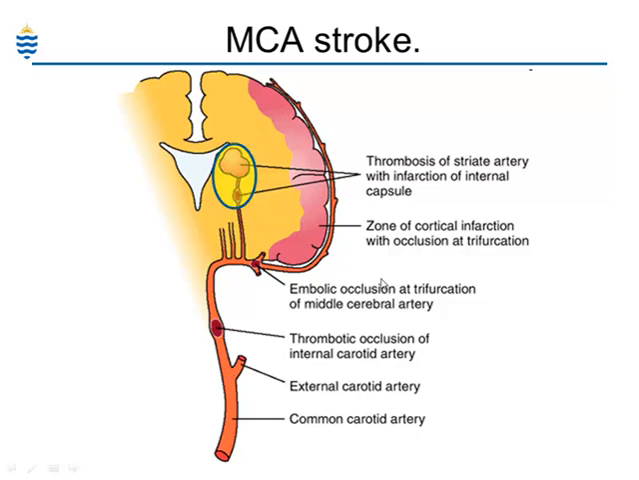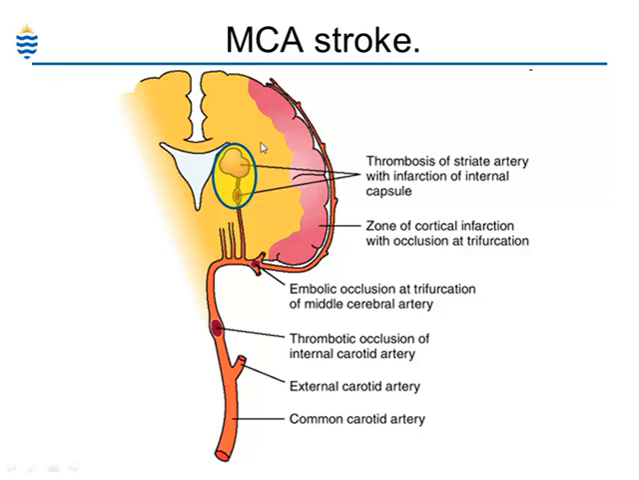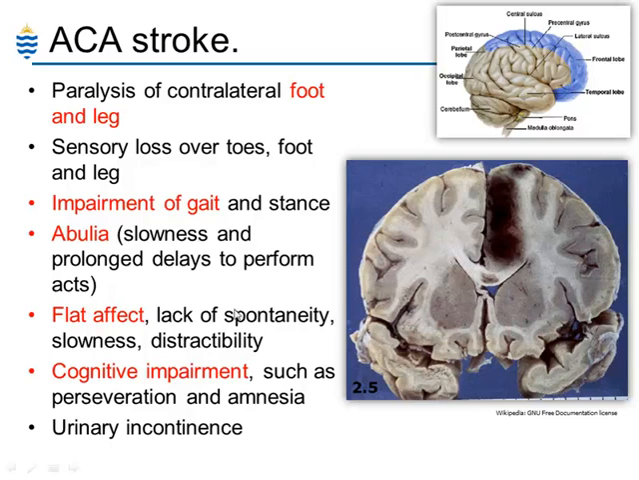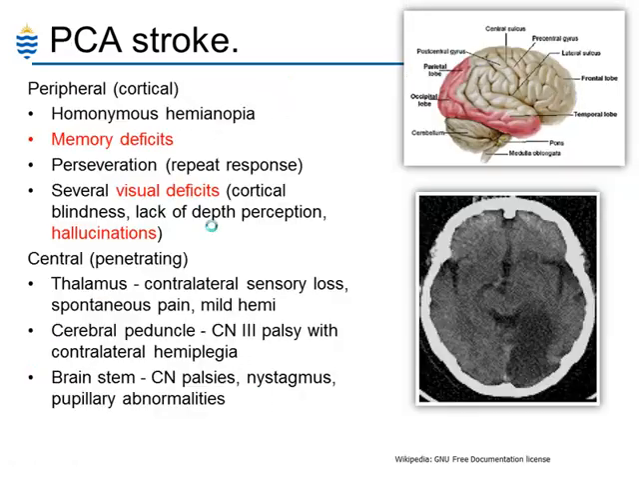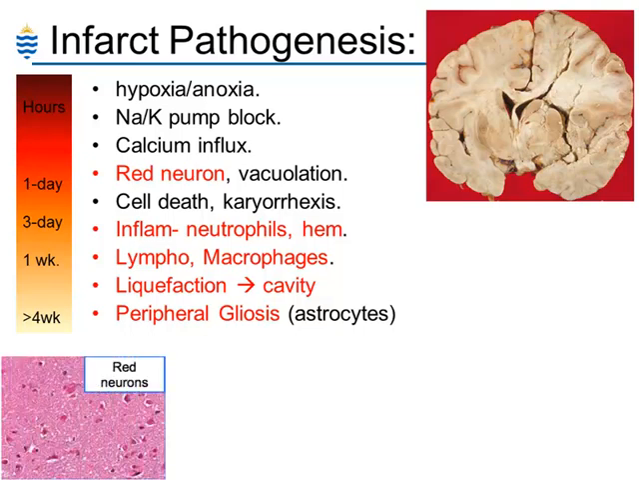So, MCA stroke, depending on the size of the artery involved. The deeper branches, which is the commonest, is the basal ganglia, internal capsule, the classic hemiplegia. Now, left dominant hemisphere stroke: aphasia, right hemiparesis, difficulty reading. In 2 years' exams this history has come. ACA stroke: foot and leg, impairment of gait. Posterior cerebral: memory deficits, visual deficits, hallucinations.